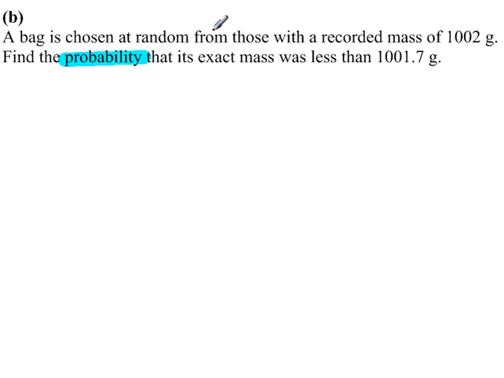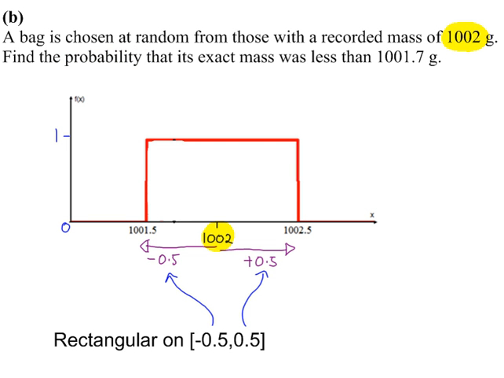A bag is chosen at random, and the scales are showing its weight to be 1002 grams. We know the scales are not all that accurate, so the actual mass could be up to a half a gram less than this measurement, or up to a half a gram more than this measurement. So 1002 goes in the center, add a half, subtract a half.